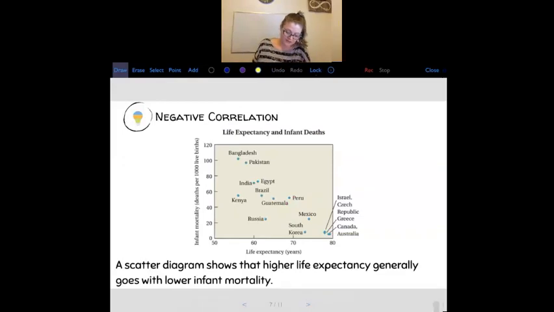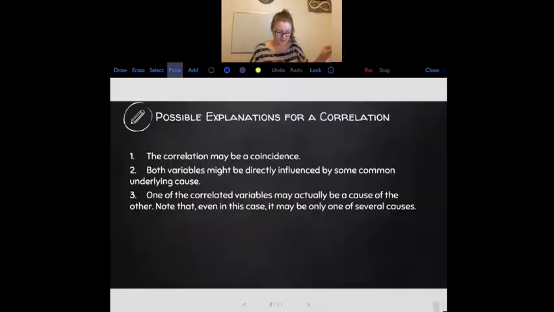Negative correlation. The scatter diagram shows that higher life expectancy generally goes with lower infant mortality rates. So I'm going to try to draw a line of best fit. Looking here at Bangladesh, it has a high infant mortality rate and a lower life expectancy. Whereas over here, if we look at Israel, Czech Republic, Greece, they have a higher life expectancy and a lower infant mortality rate. So it's important to be able to read the X and Y axes here when you're determining correlation and what's happening with your variables once you plot them.